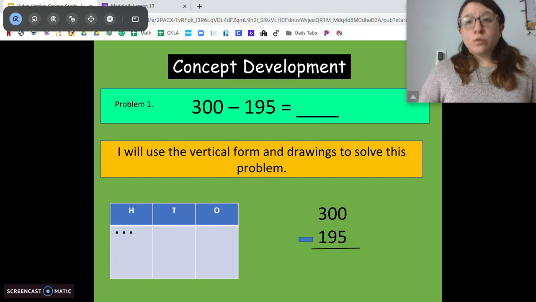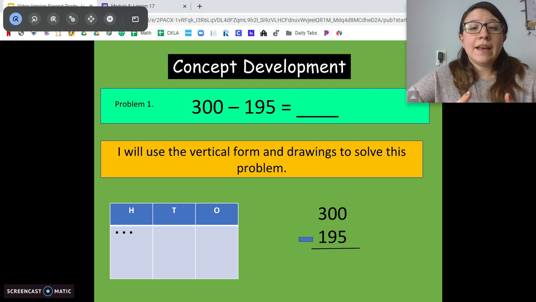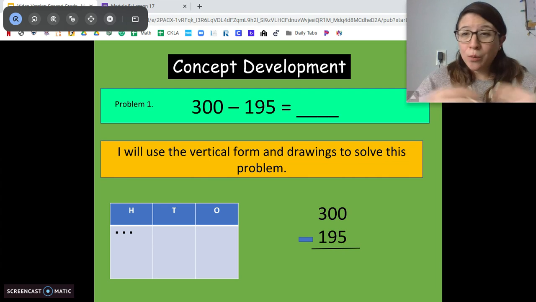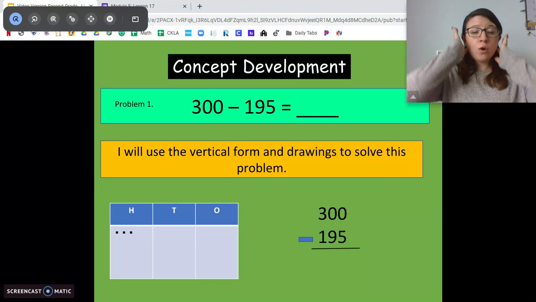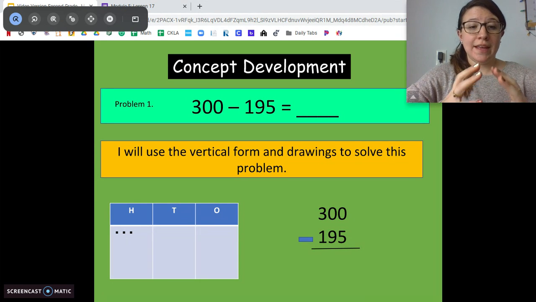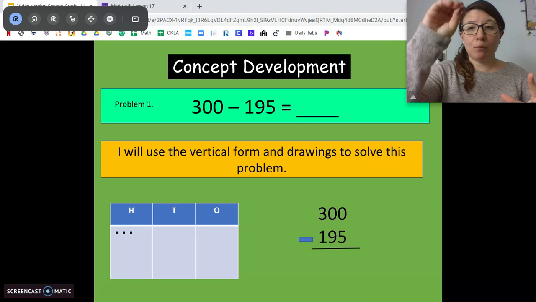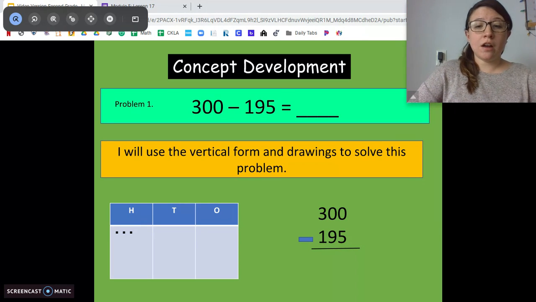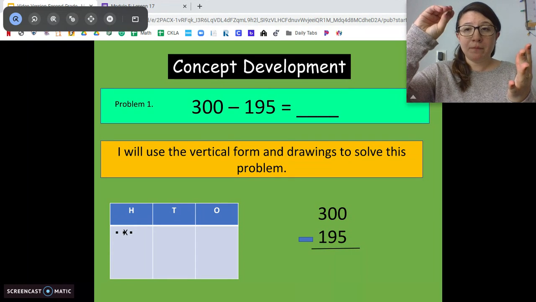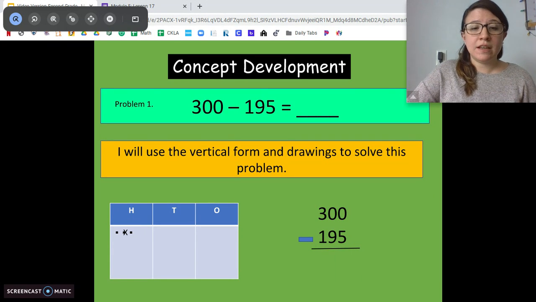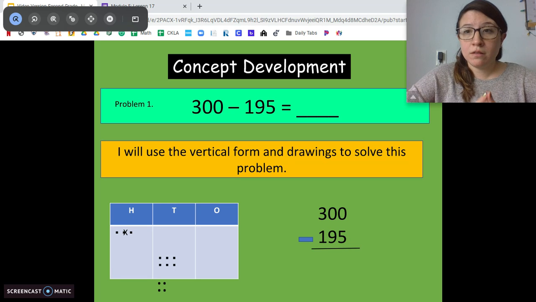Okay. So what you should be noticing is that with the number 300, we don't have any tens and we don't have any ones, which can be a little intimidating. But we have the skills, we know how to do this. What we're going to need to do is take one of those hundreds and move it over. So we're going to start off by crossing off one of the hundreds. And we're going to move it over and put 10 tens in our tens place. Okay, so go ahead and do that on yours.